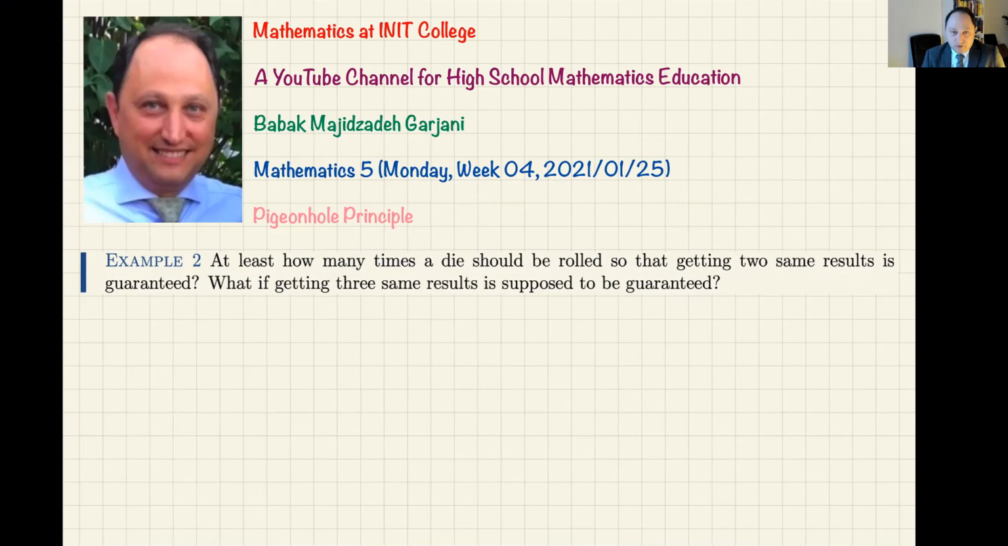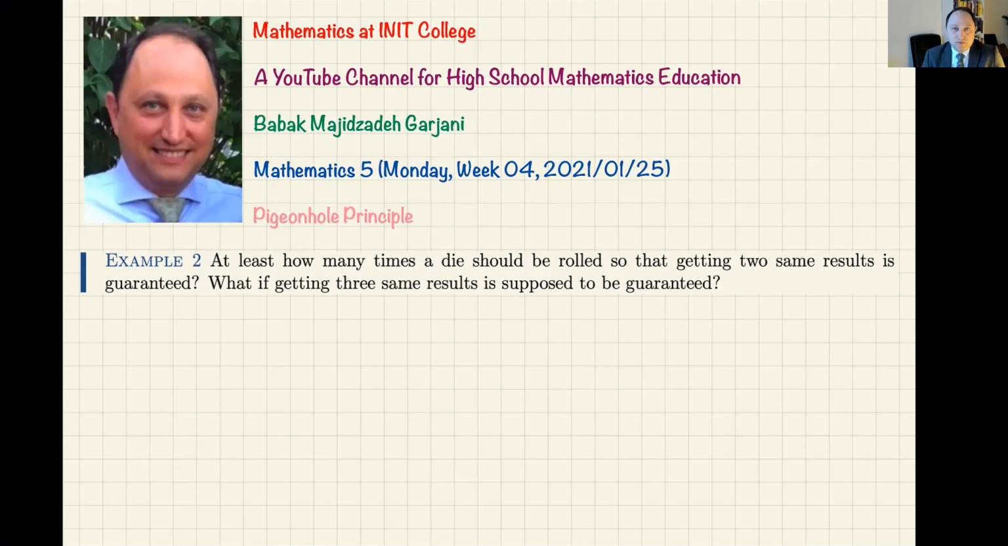You are answering the first one, yes? At least how many times a die should be rolled so that getting 2 same results is guaranteed? Yes, it should be 7. Is that clear for everyone? Because if I just roll it 6 times, it might happen that the first time I get 1, the second time I get 2, and the 6th time I get 6. None of them are the same. But as soon as I roll it 7 times, it is inevitable.